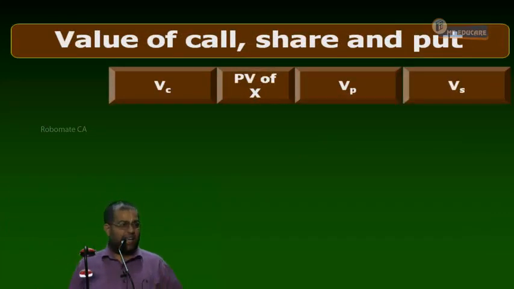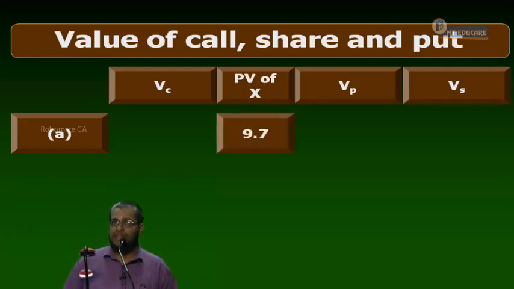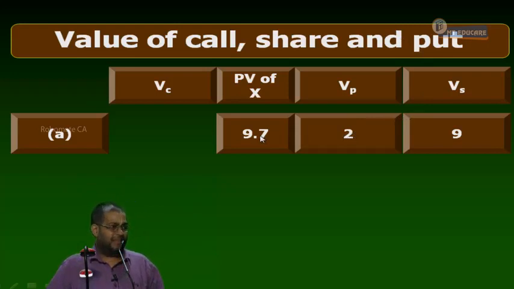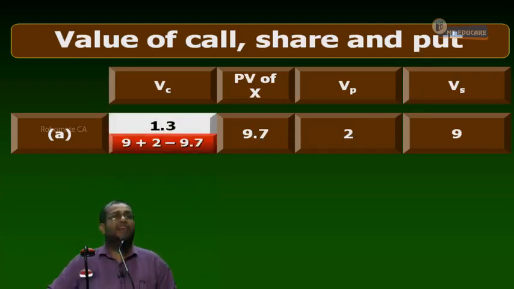Okay. Now we have 3 questions, A, B and then C. Now, all of you tell me part A. What is given? They give the value of the put and value of the share, and ask you to find the value of the call. What is PV of X? 9.7. What is the value of the put? 2. What is the value of the share? 9. So the value of the call should be 9 plus 2 minus 9.7, because put-call parity should be satisfied. What is the value of the call here? 1.3. Everybody yes or no?